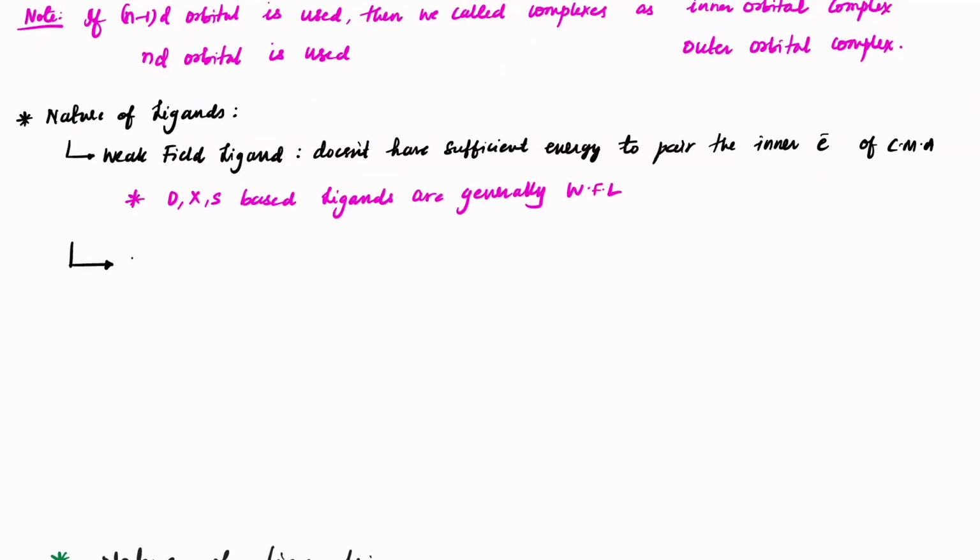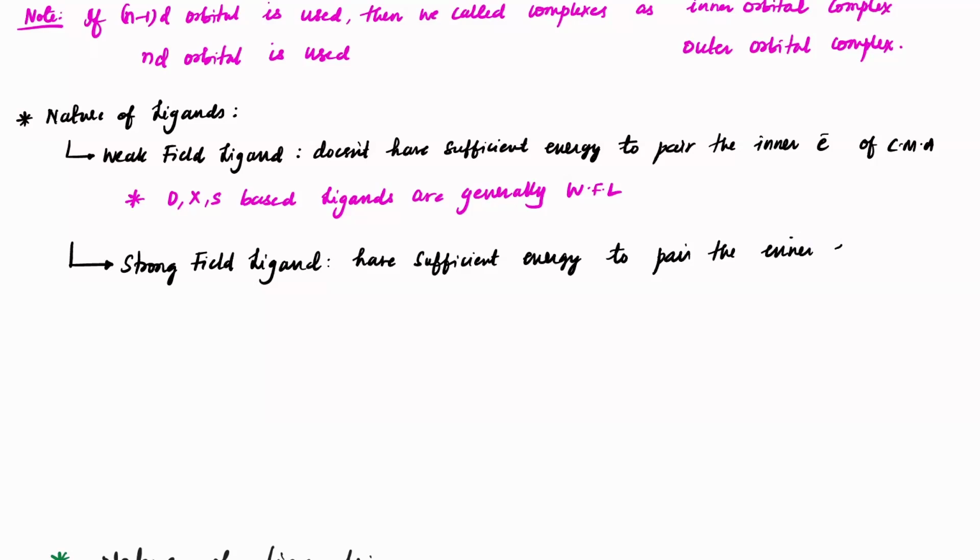Next, when it comes to strong field ligand, it means the ligand has sufficient energy to pair the inner electrons of the central metal atom. Generally nitrogen based, phosphorus based and carbon based ligands are strong field ligands.